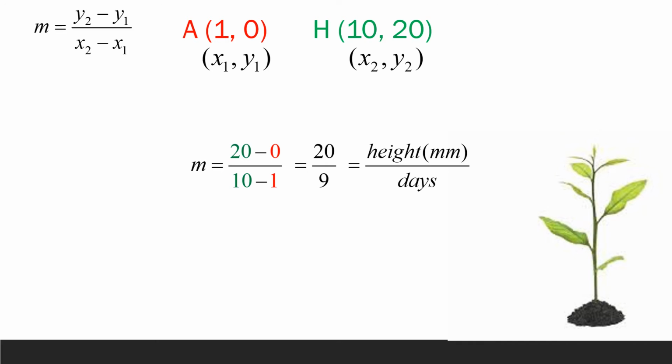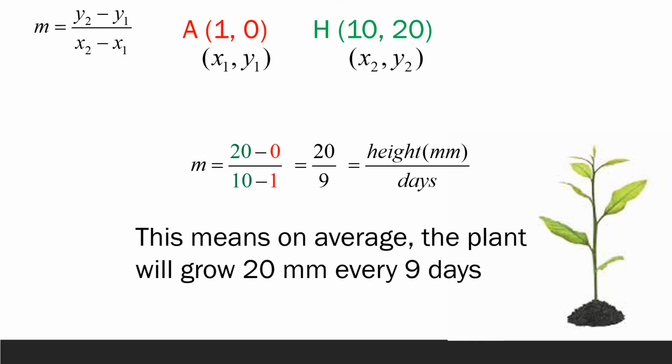But let's remember what this is telling us. Our y's were the height in millimeters, and my x's were days. So if I were to say, what does the slope mean? It means that on average, the plant will grow 20 millimeters every 9 days.